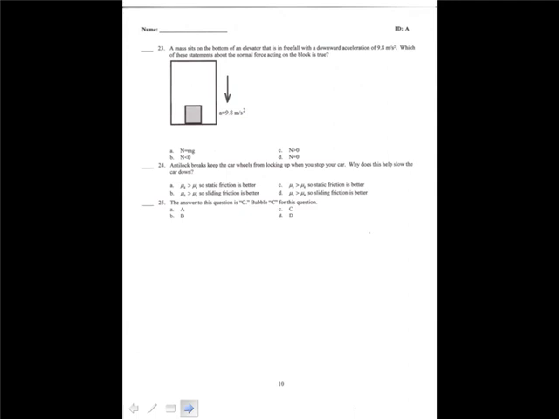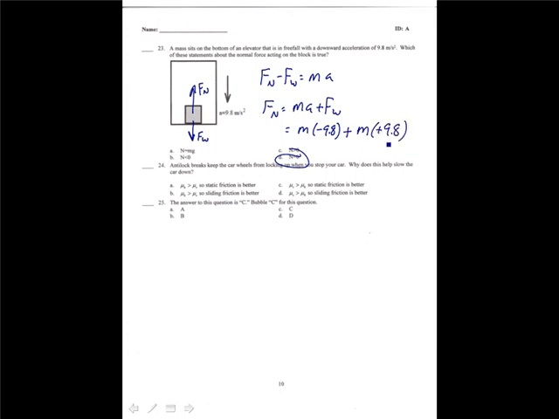A mass sits on the bottom of an elevator that is in free fall. Which of these statements about the normal force on the block is true? If it's in free fall, the normal force is 0, but you can see this from Newton's second law. This is our normal force. This is our force weight. Fn minus Fw equals ma. Fn equals ma plus Fw. That is m times minus 9.8, that's your acceleration downwards, plus m times plus 9.8, which is g. And so that, of course, equals 0.